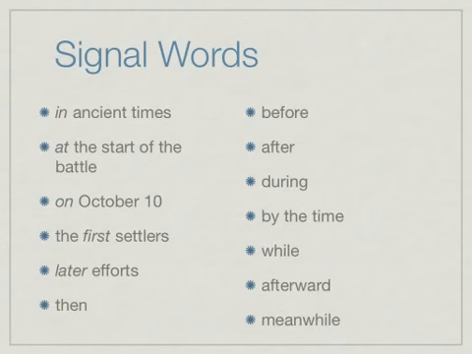There are signal words that are typical to chronology, and they often are prepositions, like in ancient times, at the start of the battle, on October 10th. Or they could be time words: the first settlers, later efforts, then, before, after, during, by the time, while, afterward, meanwhile. There are many, many different time words, and many of them will qualify as signals for chronological order.